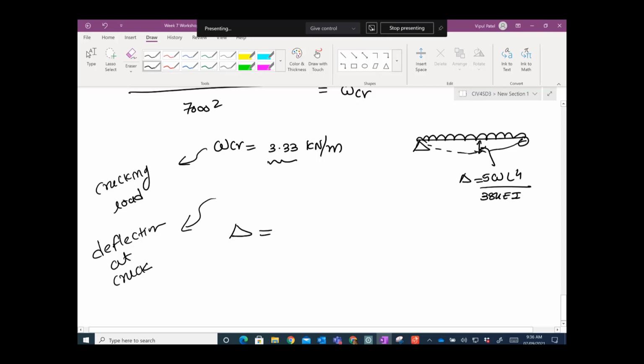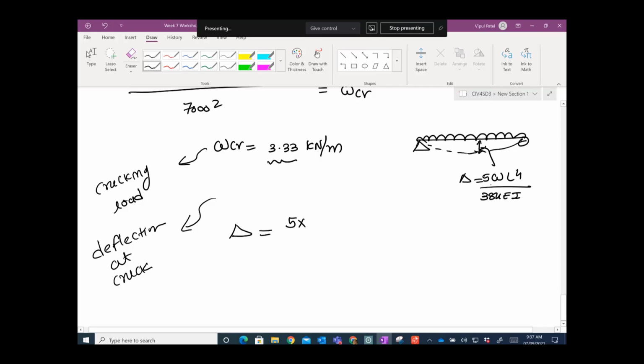Go all the way back to SD1 last year, semester 1. You can find the lecture notes. We have all the derivations of how we get those deflections. You don't need to remember that. I think in the exams you can just get it from the tables, or we can give you that one in the exam. So you have 5WL4 over 384 EI.